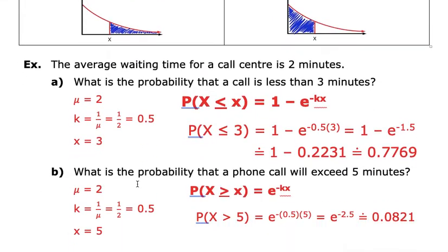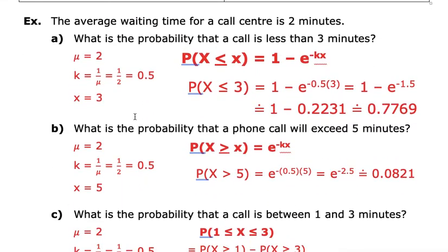So let's look at a problem. The average waiting time for a call center is 2 minutes. What is the probability that a call is less than 3 minutes? I should say that the waiting time for a call is, but anyways, the given information: mu is 2, so k is 1 over 2, and x is equal to 3. We're interested in the probability that x is less than or equal to 3. So in this case, we have 1 minus e to the negative 0.5 times 3. And when we evaluate this, we get approximately 78%.